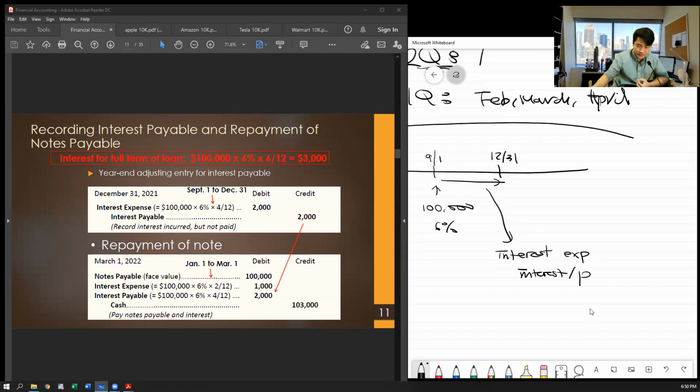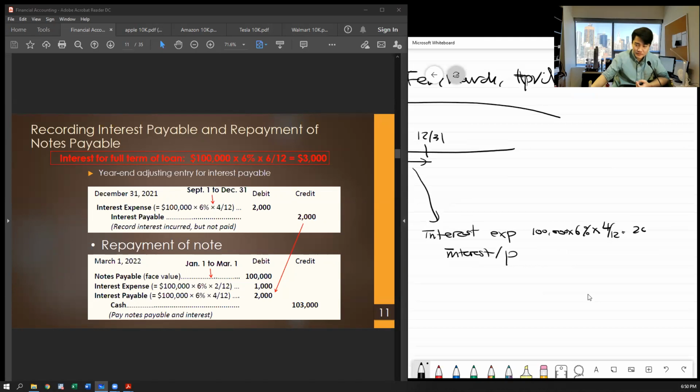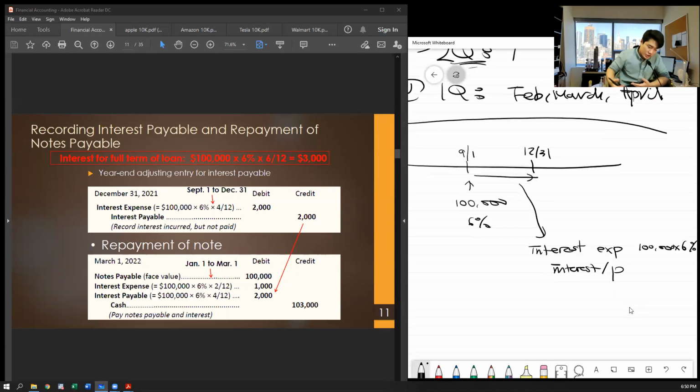And the dollar amount that you're going to report is 100,000 times 6% times, it is only for 4 months, from September 1st to December 31st. So that's 4 months out of 12. And I think we're given the number. So that's 2,000. Okay, so 2,000 debit, credit 2,000. Again, on December 31st, the adjustment is debit interest expense and credit interest payable.